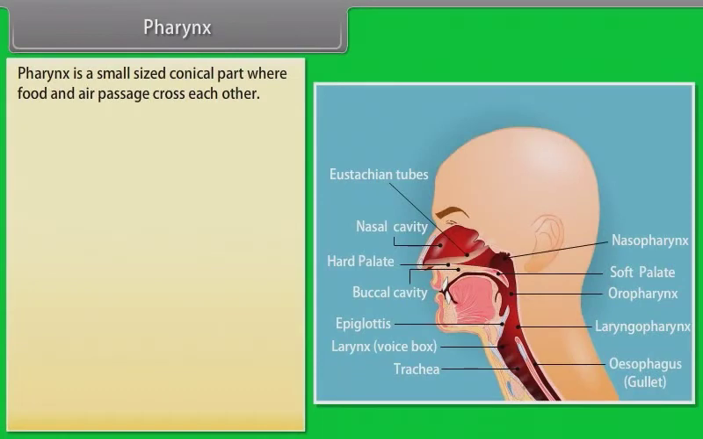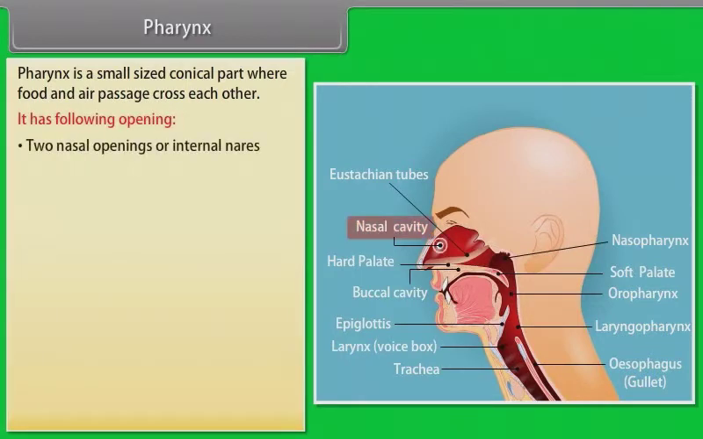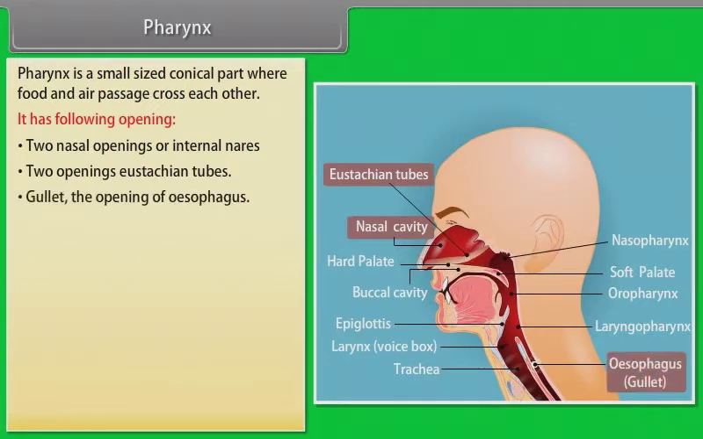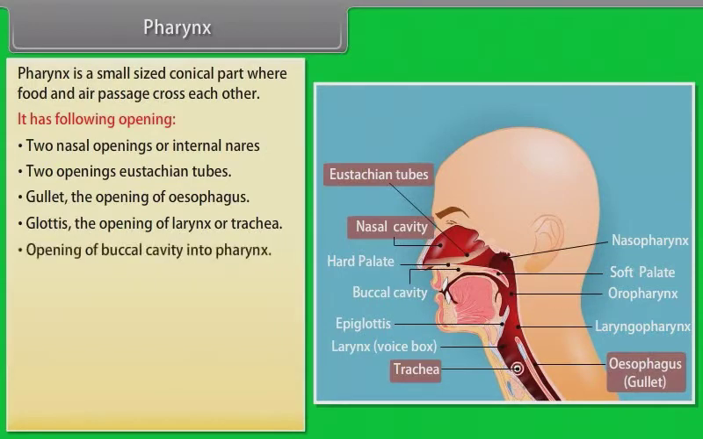Pharynx. Pharynx is a small-sized conical part where the food and air passages cross each other. It has the following openings: two nasal openings or internal nares, two openings of the Eustachian tubes, the gullet, the opening of the esophagus, the glottis, the opening of the larynx or trachea, and the opening of the buccal cavity into the pharynx.